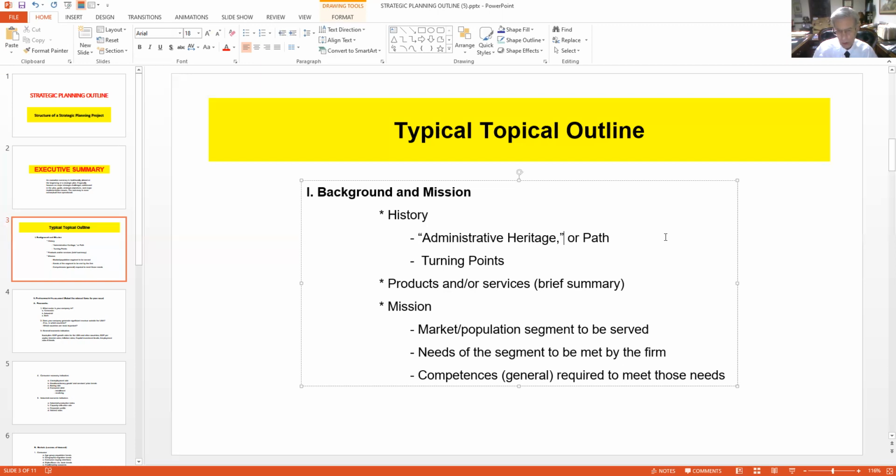And then finally, what competences, generally, what kind of competences will be required to meet those needs? We'll get into the specific competences and capabilities later on in the outline, but generally, are we talking about research and development, such as in a drug or pharmaceutical company, or for a chemical company where we have to do lots of research and development? Are we talking about marketing? Are we talking about engineering and low-cost production for efficiencies and so forth, in order to meet those needs?